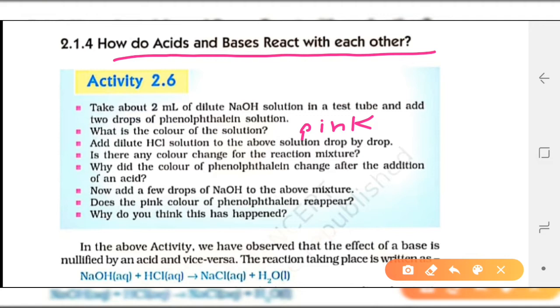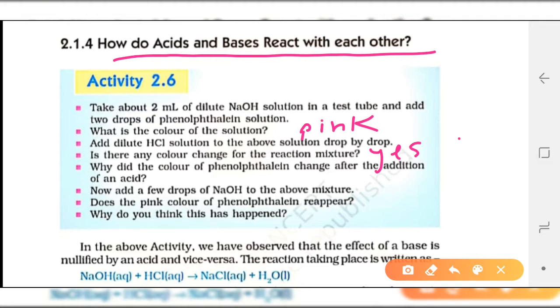Is there any color change in the reaction mixture? Yes, here you can write yes. The pink color disappears after addition of HCl solution. Next, why did the color of the phenolphthalein change after the addition of an acid? The reason is that HCl is an acid which reacts with NaOH, which is a base, and neutralizes its effect.